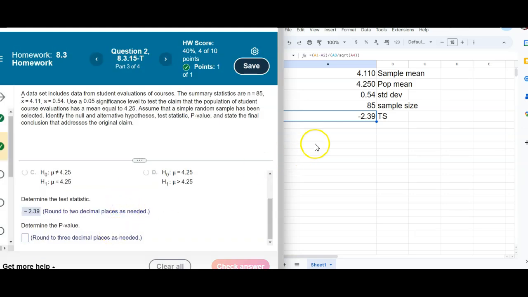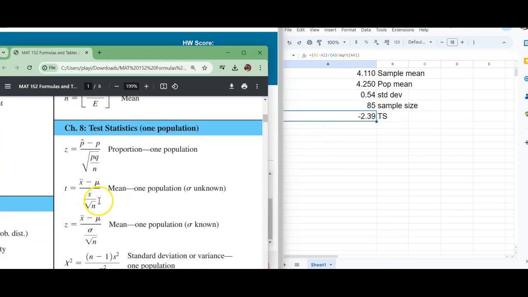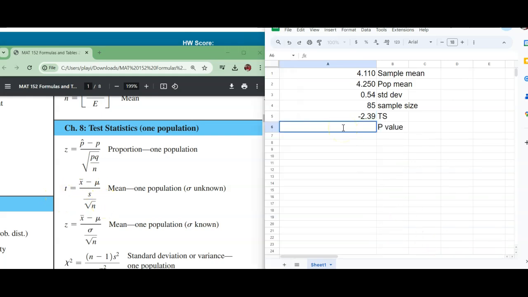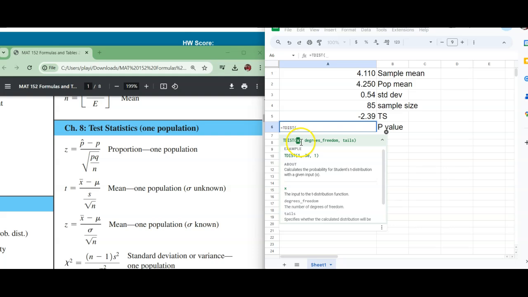All right, the p-value. Now, what you got to remember is this is no longer the z distribution. You're now in a t distribution. So when I calculate the p-value, I need to use equals T.DIST. All right, now x, the number that it takes in, will only take in positive values. So notice it's negative 2.39. I'll put in positive 2.39 because, again, it only takes in positives. The degrees of freedom is 1 less than the sample size, so that's 84. And then for the tails, I'm going to put 2 because it's a two-tailed test.